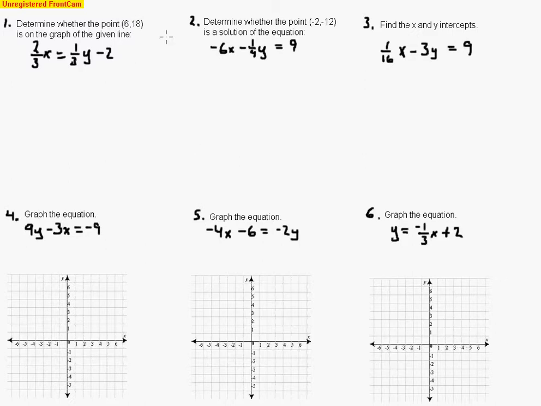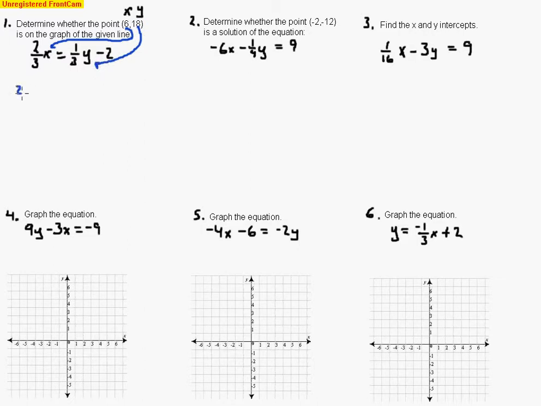Well, all you're going to do is take your x value, which is 6, and your y value, which is 18, and substitute them into the equation below. So I'm just going to rewrite it. I'm going to put this 6 right over here in place of x, 18 in place of y. Then I'll rewrite what I've got.